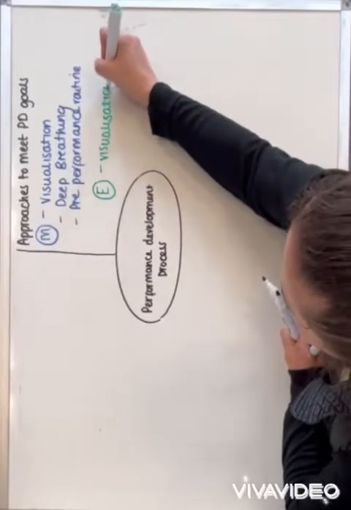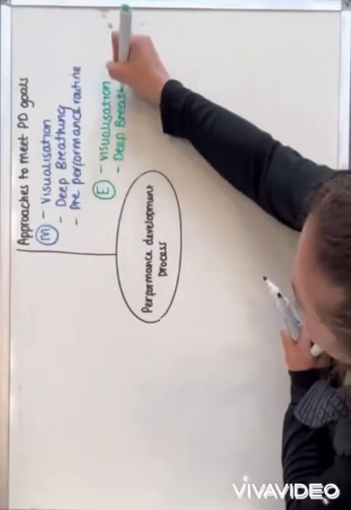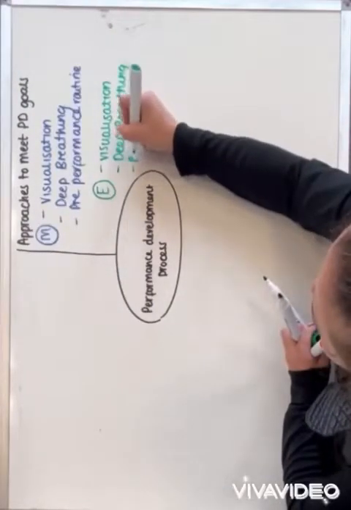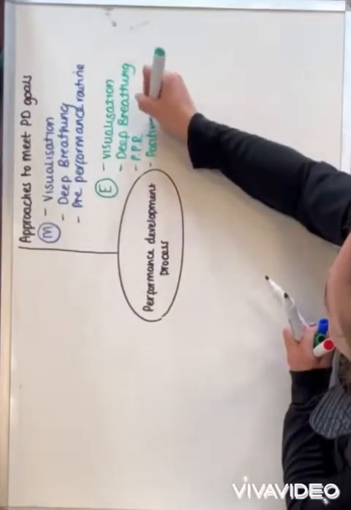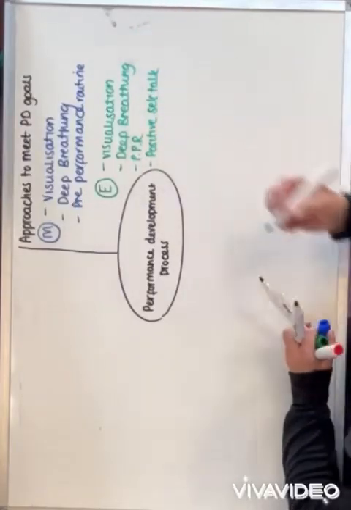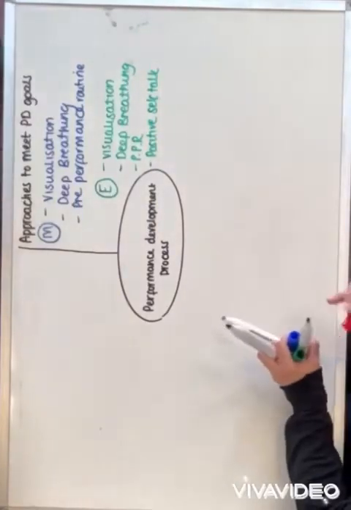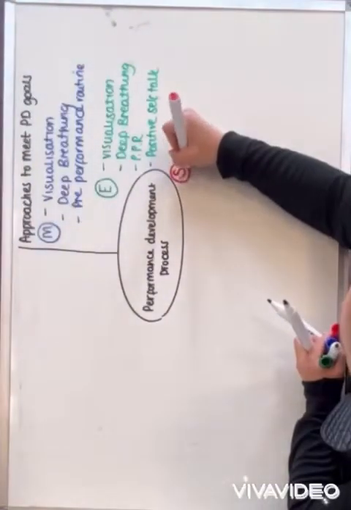Within the emotional factor, we can also use that visualization. So that's 2 factors that it's suitable for, as well as your deep breathing and as well as your pre-performance routine, which Miss Gallagher has shortened to PPR. In addition to these 3, I know that Miss Gallagher went through positive self-talk with those that were doing trampolining.